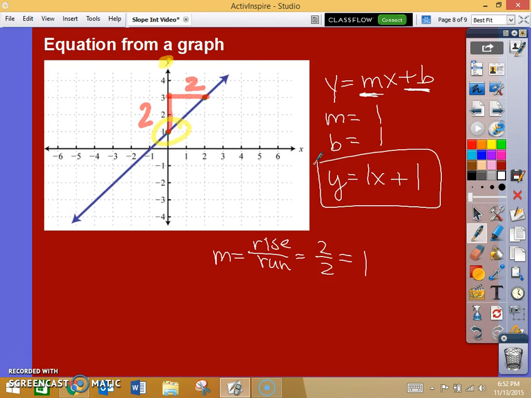And now this is my equation that allows me to find any point that's on this line. That's the value of an equation. Any x value you give me, I can tell you what the appropriate y value should be. So this is a good place to pause. Be sure you've written everything down.